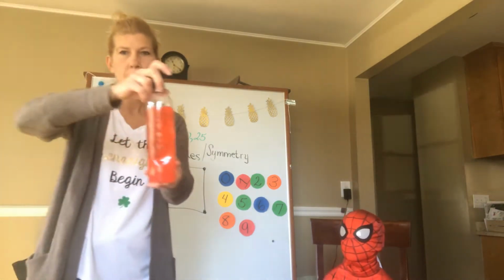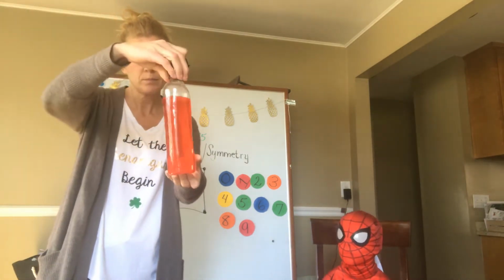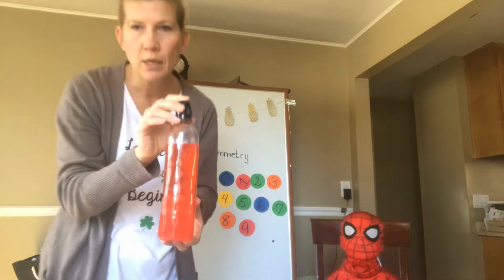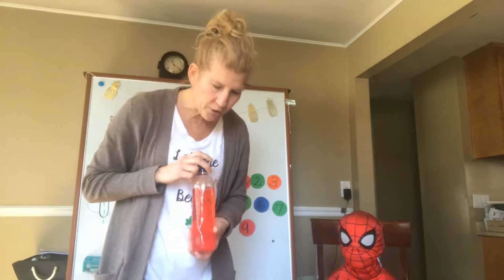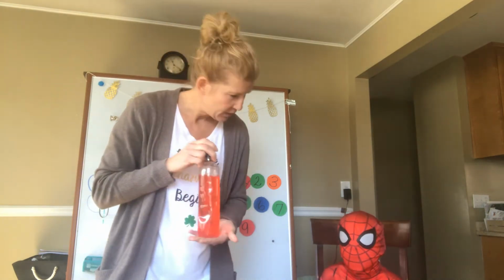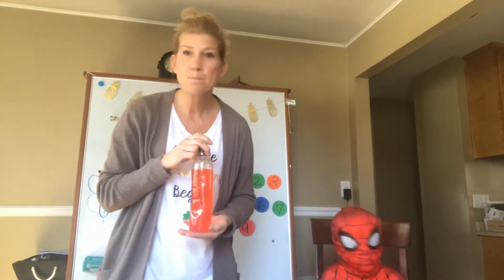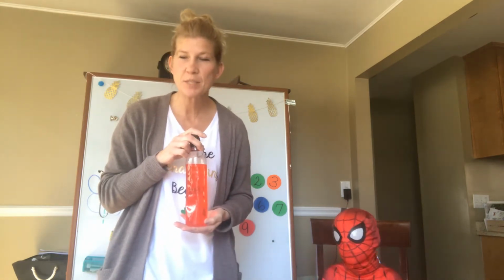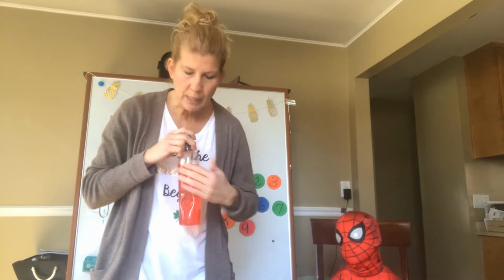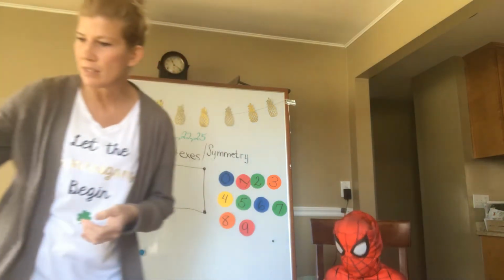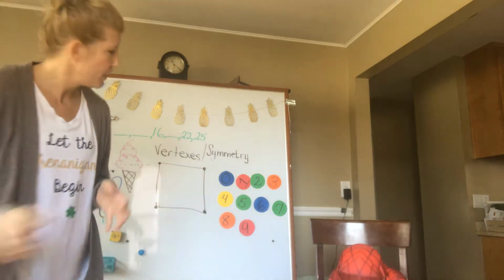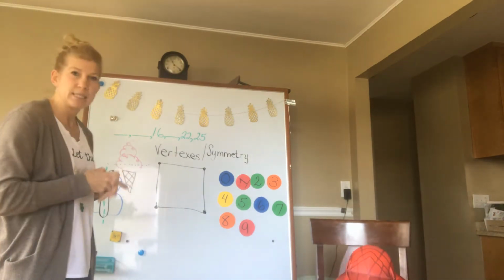How about this shape? What do we call this? This is a cylinder. Now, does a cylinder have a vertex? Does a cylinder have a vertex, Spidey? A cylinder does not have a vertex because the cylinder shape is round. So cylinders do not have any vertexes. Good job.